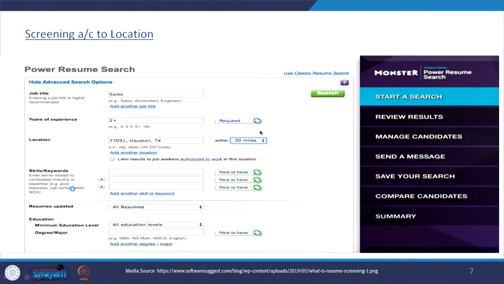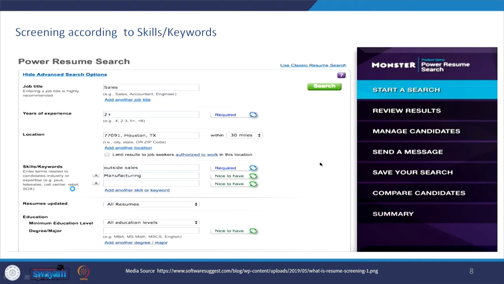Then there will be skill keywords, and whether the resume is updated or the education is there. Then screening according to these skills or keywords. So, as I have already mentioned, the skill keywords are outside sales, right, or manufacturing. If the word is manufacturing, then definitely in that case it will not be considered, because we are taking the example of sales. If it is sales, then this will not be considered.